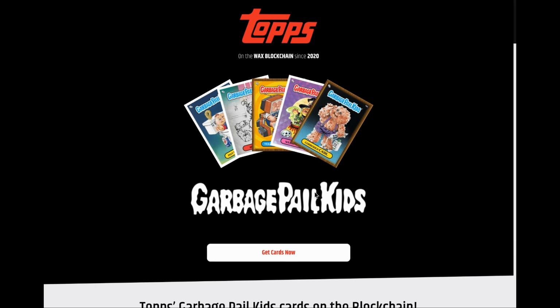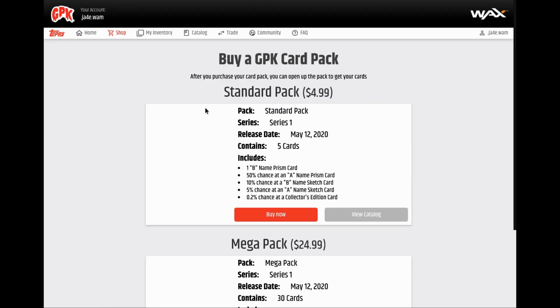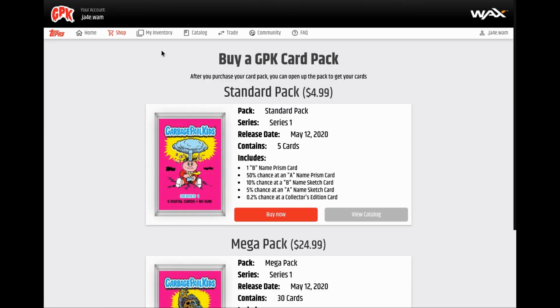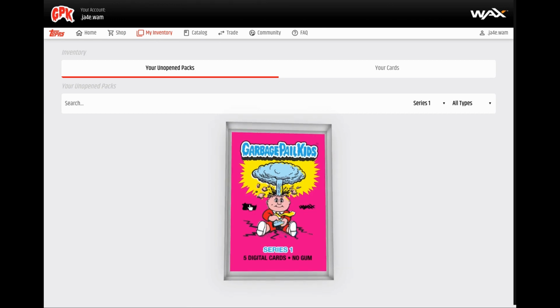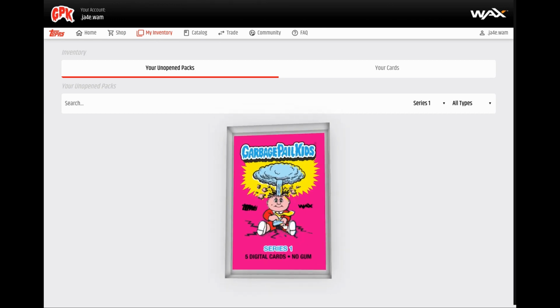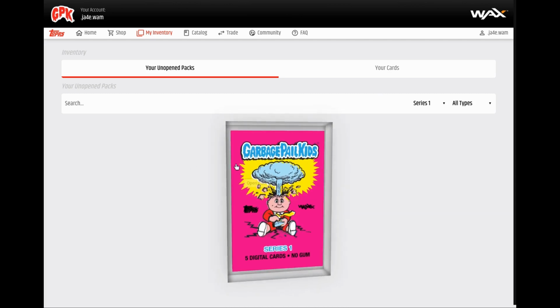Okay, so to go through all of that is a bit of a hassle, so I've actually bought a pack. So if we go to my inventory, here I have a pack that I bought. I spent $5 and I got my pack. So I haven't opened it yet.